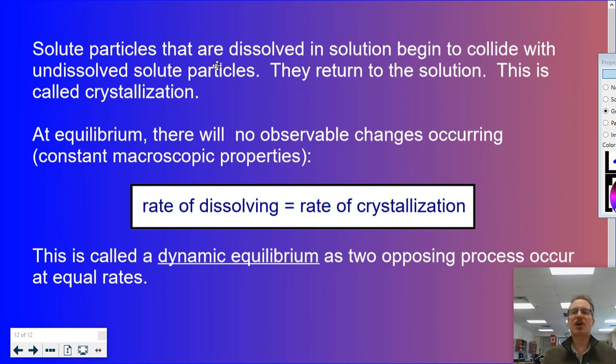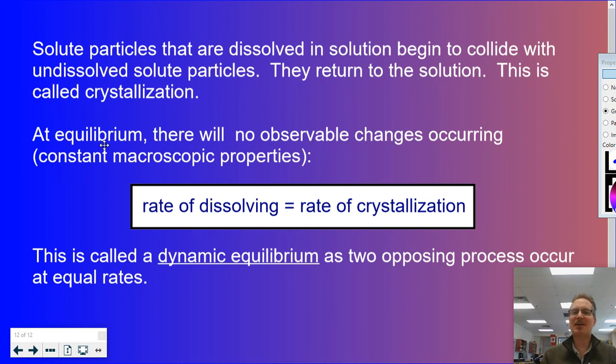Solute particles that are dissolved in solution begin to collide with undissolved solute particles. So my NaCl in solution, my 9 of them, start to bounce against the other solid sodium chloride crystals. This energy transfer is going to cause some of them to go into solution, some of them to come back out. At equilibrium, we will say there are no observable changes that we can see. I can't physically see ions dissolve in or dissolve out. Ions, remember, very, very tiny and minuscule. We say that at equilibrium, we have constant macroscopic properties.